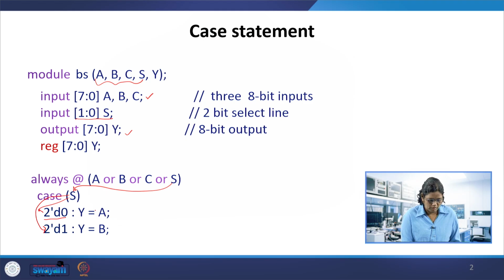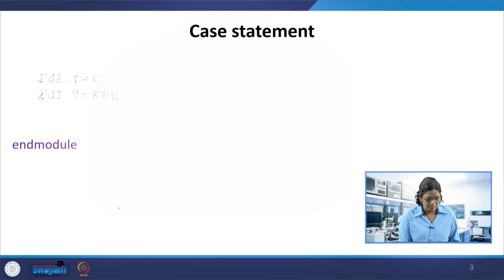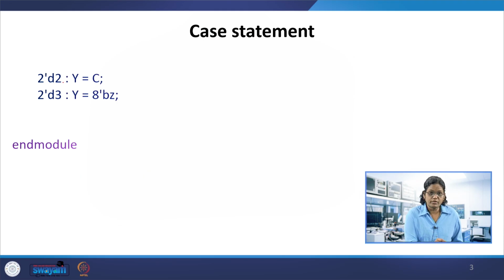You notice we are using blocking assignments, all of them are blocking assignments. And in the next case we also see 2'd2, if the select line is 1 0, that is 2, then the input C is assigned to Y. So, there are 3 inputs only, but we have a 2-bit select line which can have the combinations 0 0, 0 1, 1 0 and 1 1.